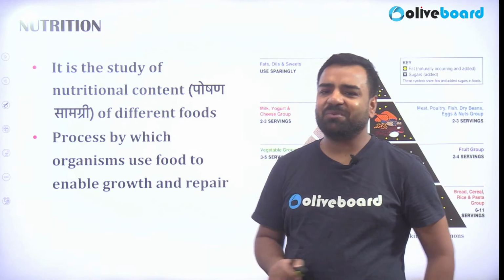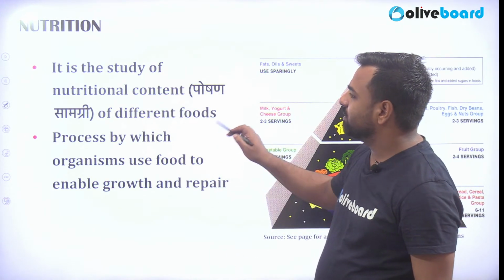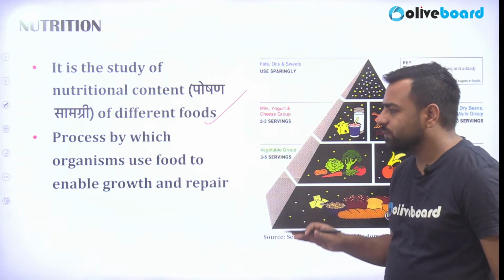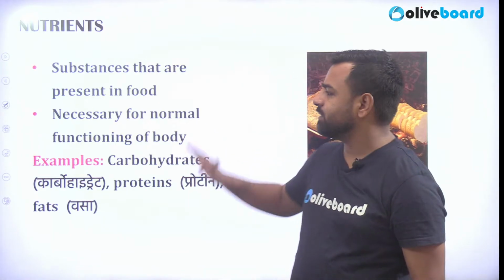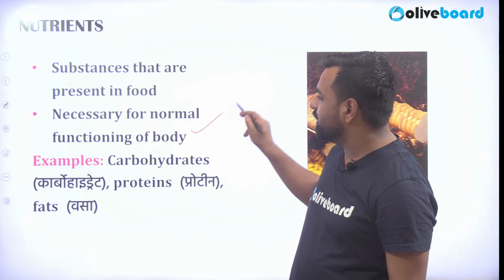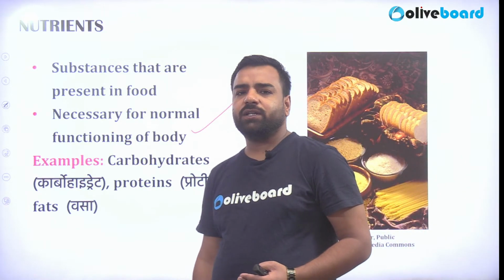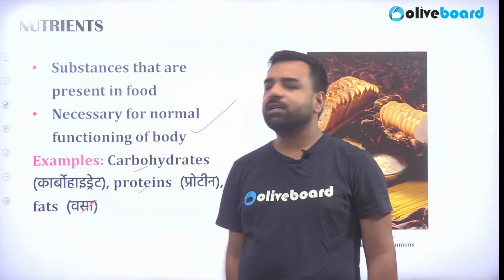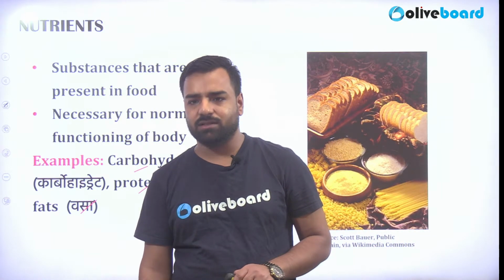Okay, now proceeding further. What is nutrition? That's the study of the nutritional content of different foods, or we can say the process by which organisms use food to enable growth and repair. So what are nutrients? These are the substances present in our food, and they are necessary for the normal functioning of the body. Nutrients are basically of two different types. It may be macronutrients, carbohydrate, protein or fats, or it may be micronutrients, which include vitamins and minerals.